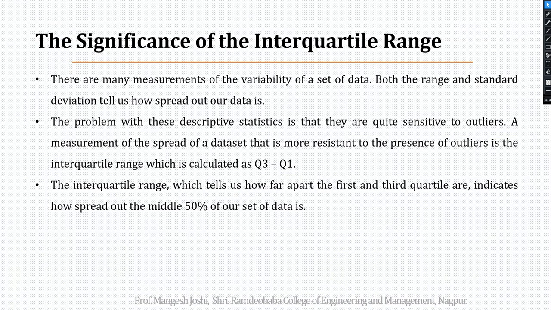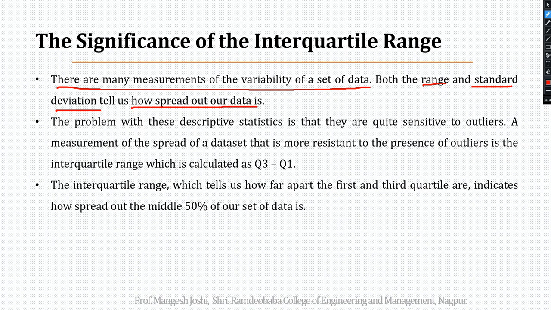Now we have already discussed quartiles. Now there is one more term, that is inter-quartile range. So what is inter-quartile range? There are many measurements of the variability of a dataset. We have seen the range, we have seen the standard deviation, which tells us how spread out our data is. But what is the problem in this range and standard deviation?